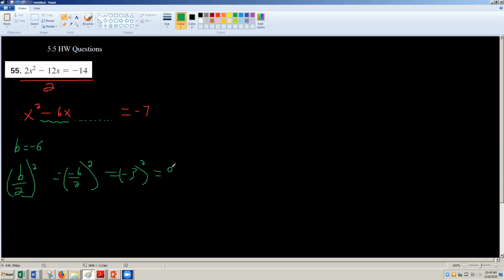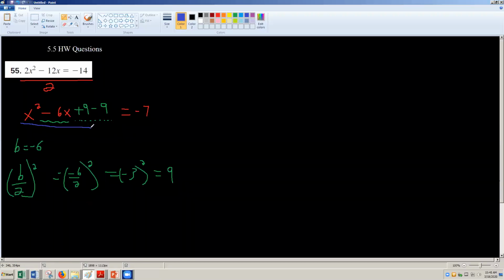squared, which is 9. So the thing that I wanted was 9, so I'm going to just add 9 here. But I do have to keep the universe balanced, so I'm going to subtract 9 as well. Again, if you wanted to add 9 to both sides, you can. I typically just do this because I see people make fewer mistakes this way. You do you.